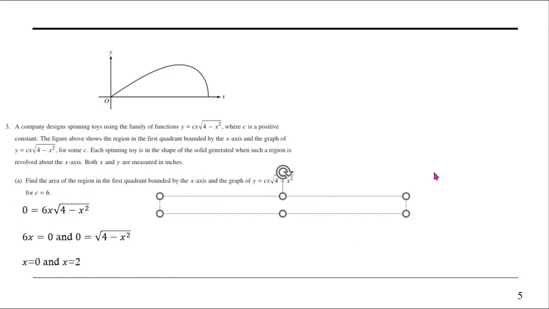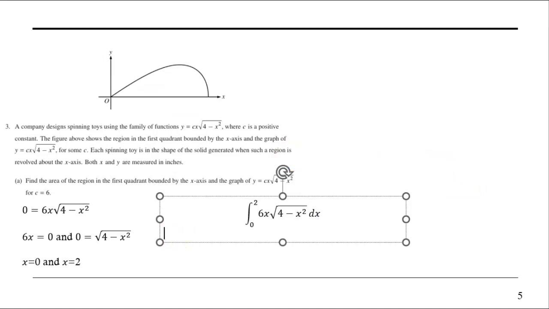So we know that we're trying to find the area underneath the curve, and it's bounded by the x-axis, which is our horizontal axis. If we want to find the area under the curve, we need to integrate. So we're going to do an integral from 0 to 2, and we're going to take our equation of the curve and solve for it from 0 to 2.